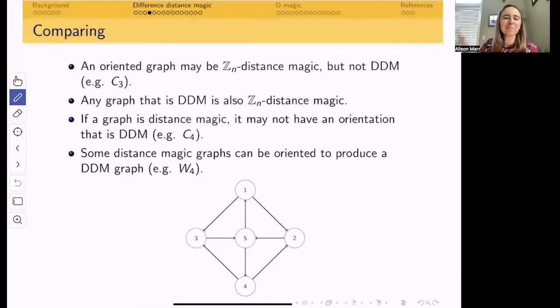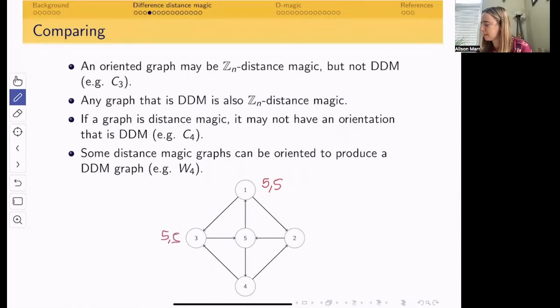But you know, there are some distance magic graphs that can be oriented to produce a difference distance magic graph. And so here's our first example of one with this definition. If you look at each vertex, I think here at the top, the sum coming in minus the sum going out, this is 5 and 5. So that's good. Here we've got 5 coming in, 5 going out.